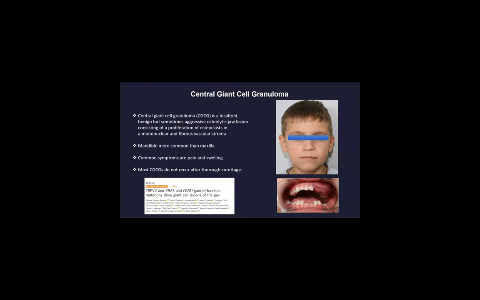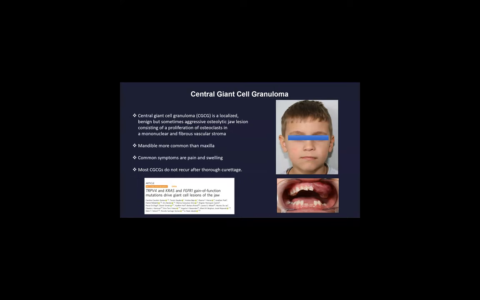Okay, so after solid ABC and ABC, one of the other entities that can have unevenly spaced giant cells in a background of mononuclear cells is this entity called a central giant cell granuloma. This is benign, but can be aggressive in some situations. And it usually occurs in the mandible, less commonly the maxilla, and patients present with pain and swelling. And these, as I mentioned again, are benign. They typically don't recur after curettage.